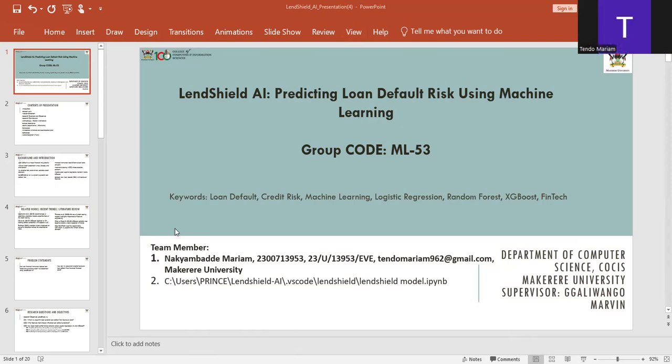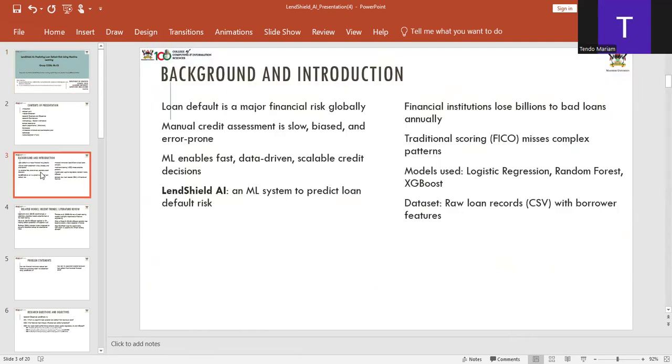I've provided the link to my VS to access the code. It's right here. I'll take you through the background and the introduction.